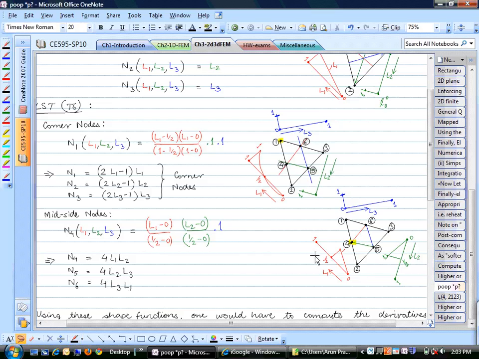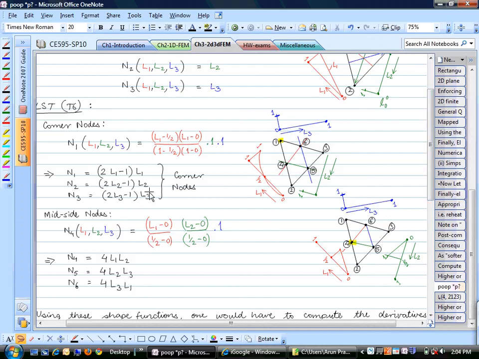And this is a general procedure that you can use to calculate the shape functions for any number of nodes that are in the triangle. As long as they are equally spaced, you can show that the sum of these shape functions will actually be 1. Okay, so this is how you would construct the shape functions for the triangle.